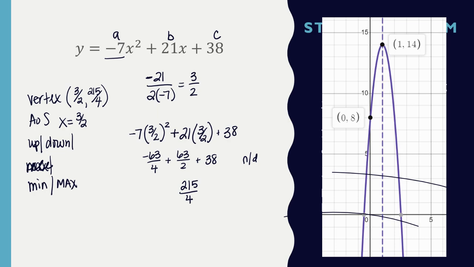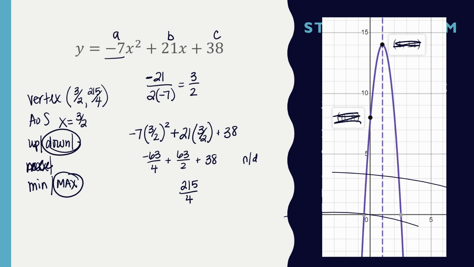Which means that we have a maximum at the vertex, okay? So it opens down, which means that we have a maximum. Ignore the points because that's not correct. But this is what the graph would look like. It opens down, and we would have our axis of symmetry at 1.5. And then our vertex would be all the way up at 215/4. And then it's opening down, and we have a maximum.